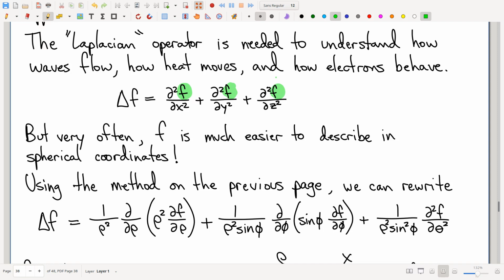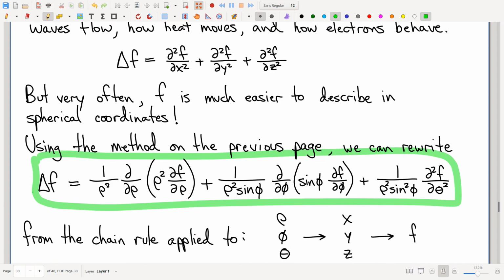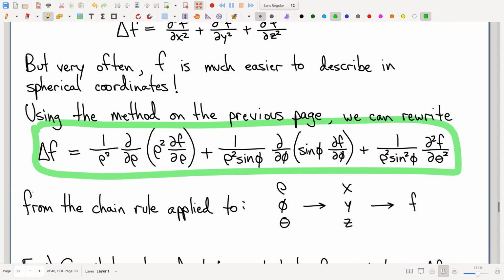But sometimes, such as in the example I'm about to show you, f might instead be written in spherical coordinates. And if you want to write this Laplacian using partials with respect to spherical coordinates, then this is the formula for the Laplacian. And I'm not going to go through the details to show you how to get there, but I'm going to point you in the right direction.